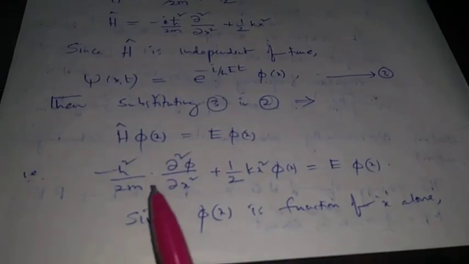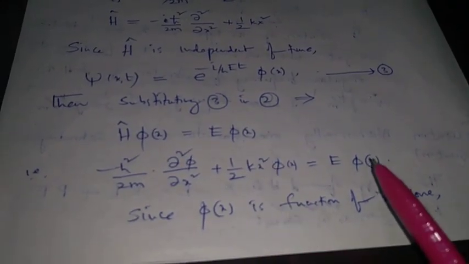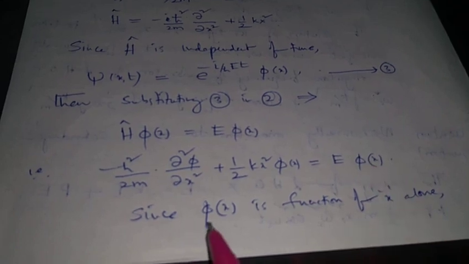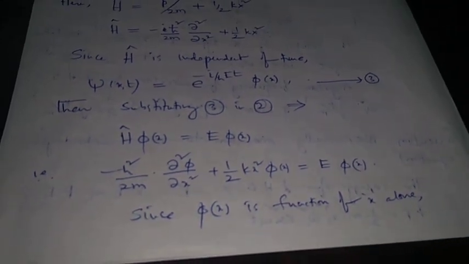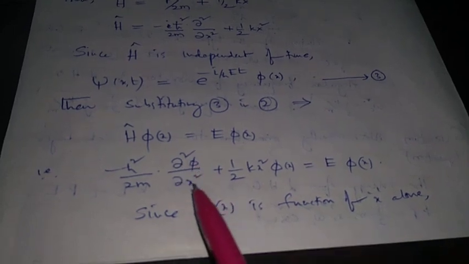Since this H is independent of time, we can assume a solution for psi x t as this equation number 3. If we substitute this into the Schrodinger equation, which was equation number 2, we end up with H phi equals E phi. If we substitute the H expression here, we get this equation. Since this phi x is only a function of x, we can replace dou square by dou x square with d square by dx square. If you do that, we get the Schrodinger equation as shown in equation number 4.